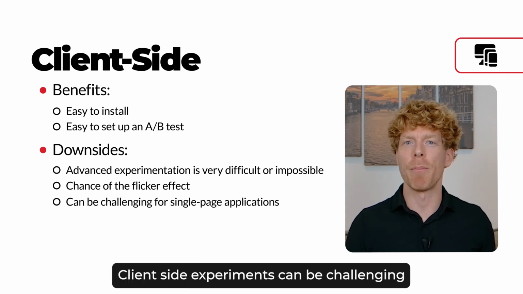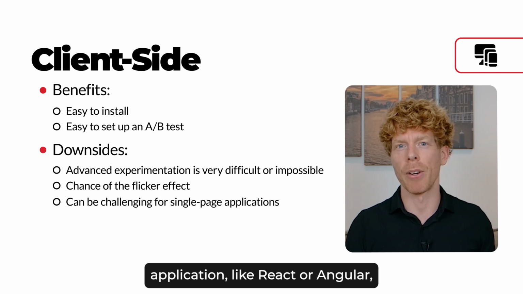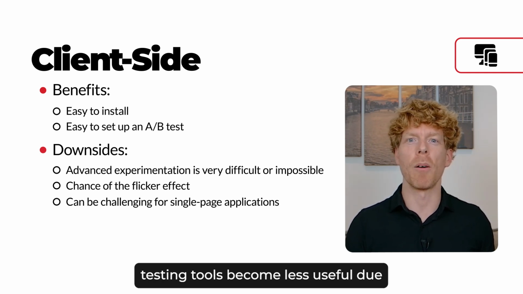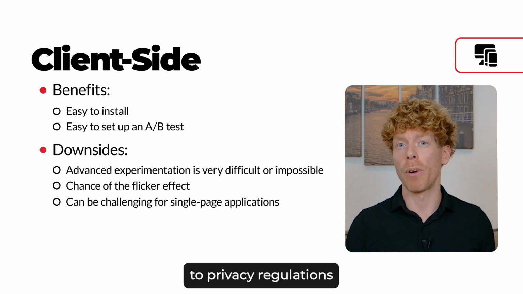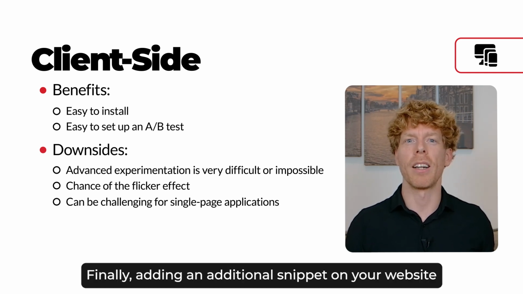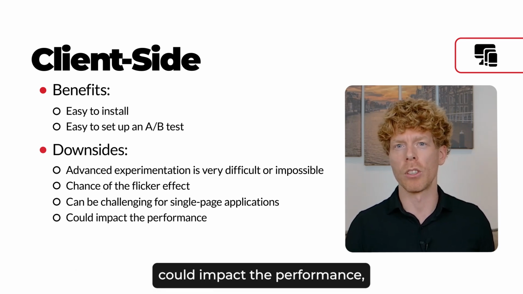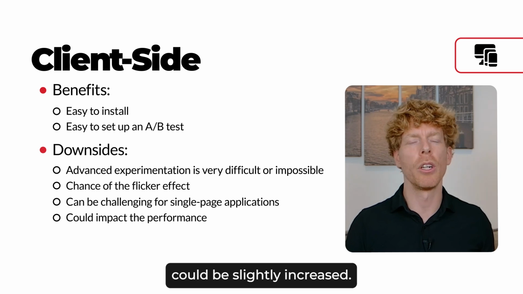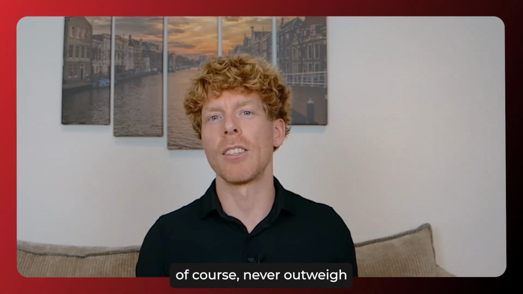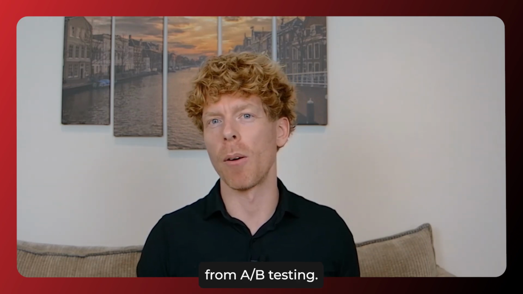Client-side experiments can be challenging for websites built on a single-page application like React or Angular, and cookies used by client-side testing tools become less useful due to privacy regulations and cookie deletions in the browser. Finally, adding an additional snippet on your website could impact the performance, meaning page loading times could be slightly increased. That said, these downsides of course never outweigh all the advantages you get from A/B testing.